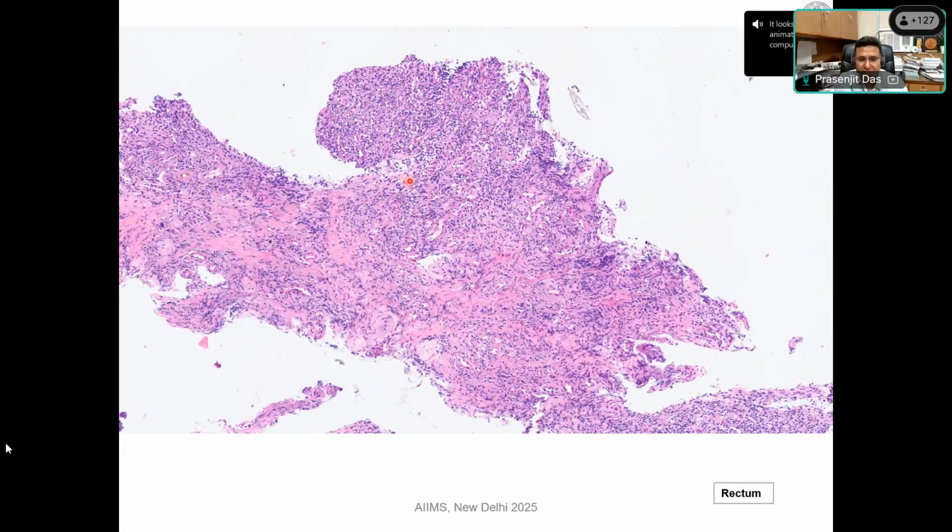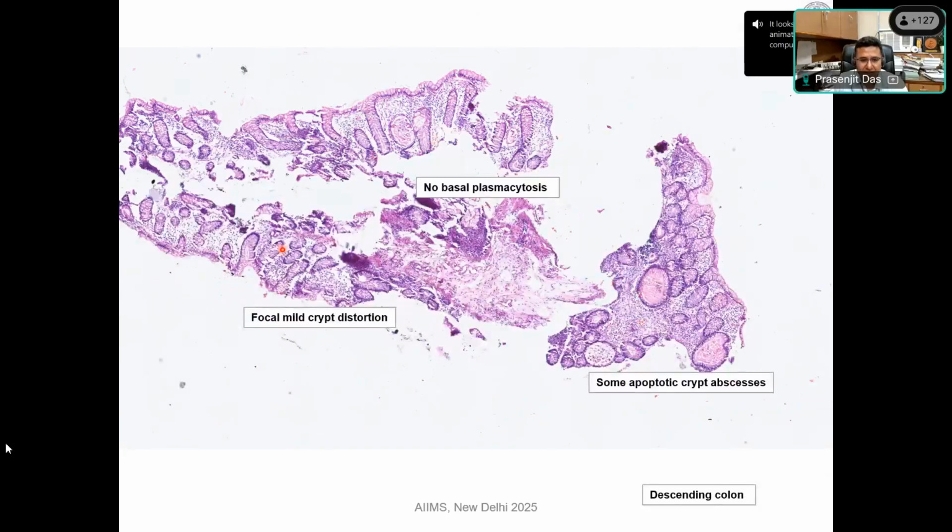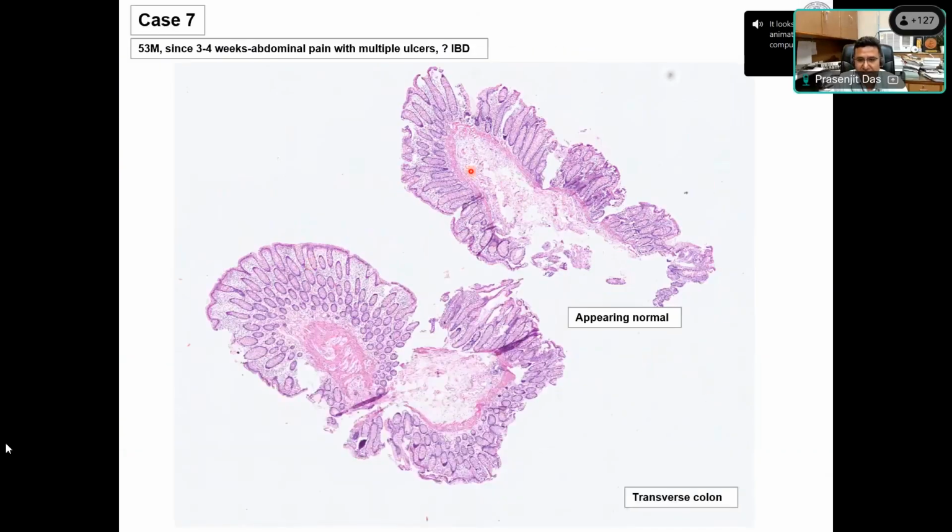So you will look for eosinophilia and basal plasmacytosis. What do you think? First, see what I have told. Basal zone is present or not. Basal zone will only be created when the crypts are short. What do you think? The crypts are short very focally. Yes, but focally short. So you have to tell focally basal zone is there.